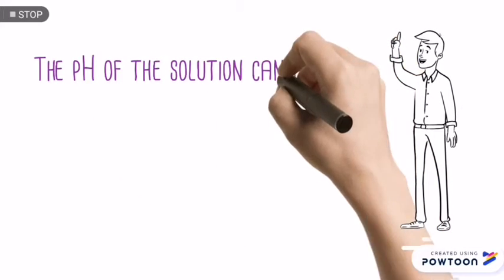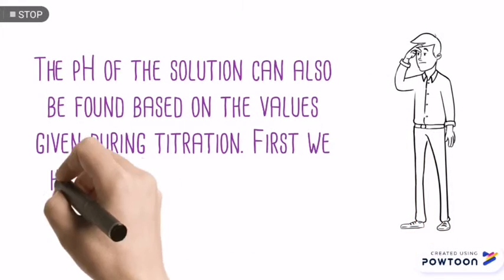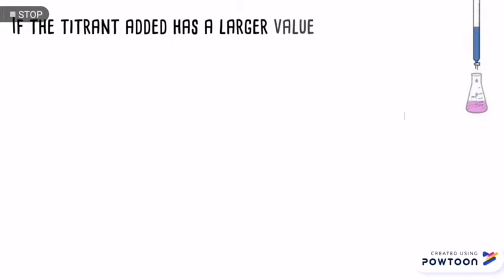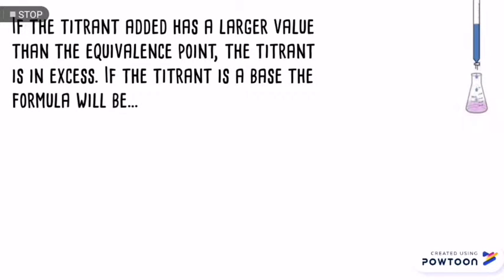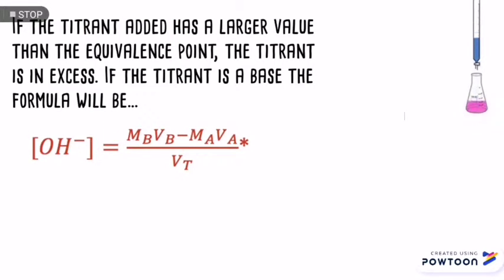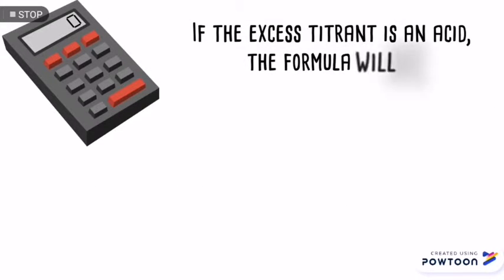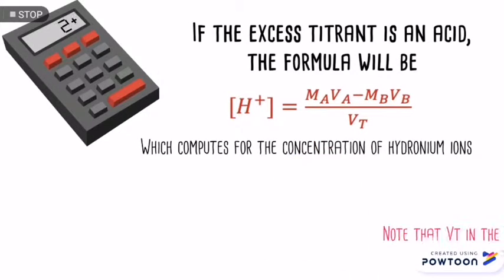The pH of the solution can also be found based on the values given during titration. First, we have to identify which is the excess. If the titrant added is a larger value than the equivalence point, the titrant is in excess. If the titrant is a base, the formula will be the following, which computes for the concentration of hydroxide ions. If the excess titrant is an acid, the formula will be the following, which computes for the concentration of hydronium ions.